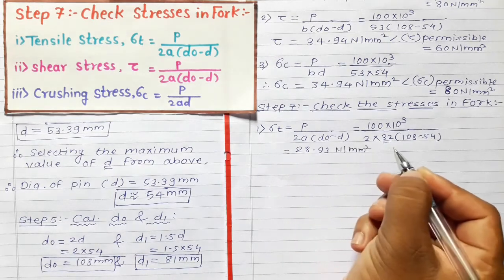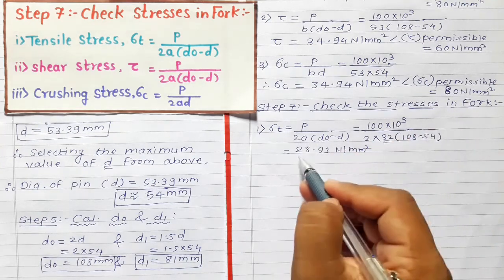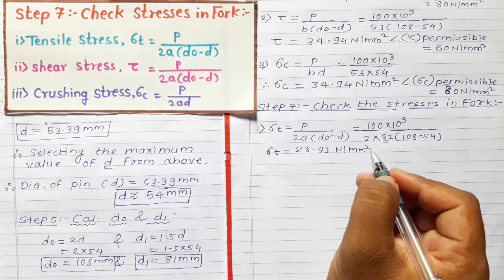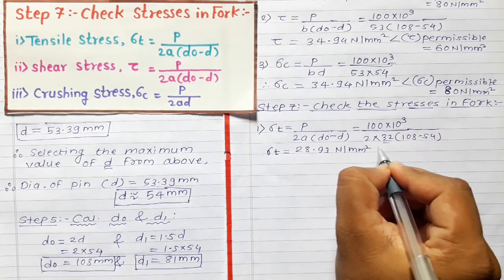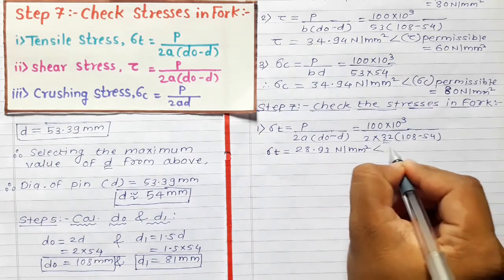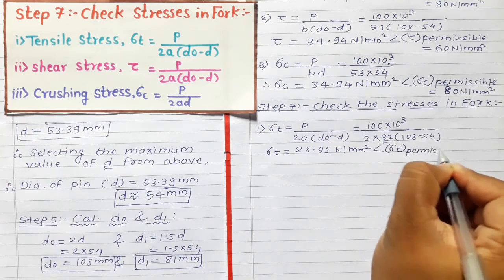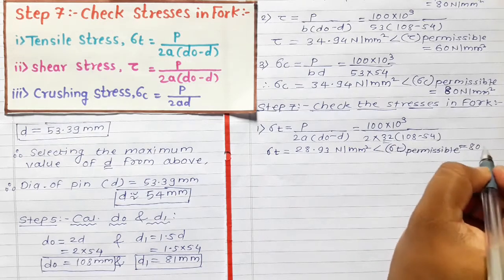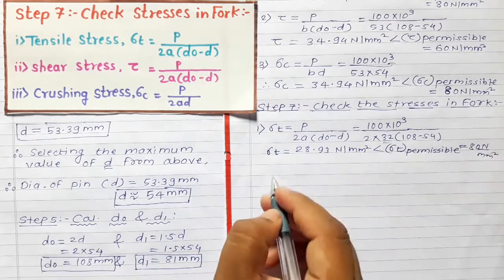Now in order to comment about the safety of this fork under tensile stress, we have to compare this value of induced tensile stress with the permissible tensile stress, and the permissible tensile stress value is 80 Newton per mm square. Thus we can say that this induced tensile stress is less than sigma t permissible, whose value is 80 Newton per mm square, and therefore the design of the fork under tensile stress is safe.